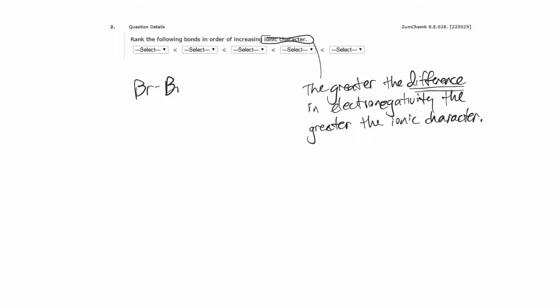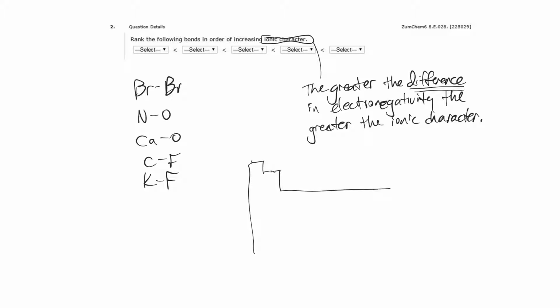Here they're asking us to rank bromine to bromine, nitrogen to oxygen, calcium to oxygen, carbon to fluorine, and potassium to fluorine. We actually do not need a table of electronegativity values to do this. All we need is a standard periodic table. We're going to note the relative positions of the elements that we're considering, and we're just going to note how far apart they are.